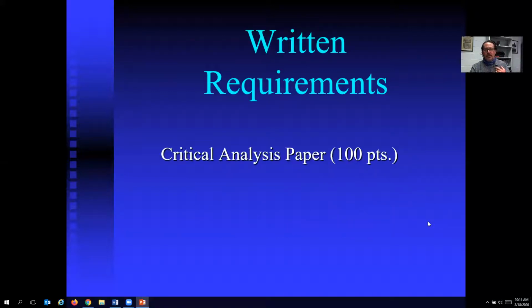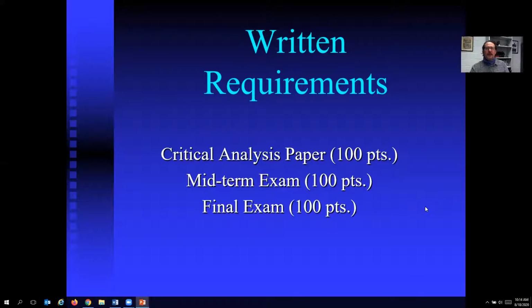We will write a critical analysis paper. The objective of this paper is where you analyze an outside speech, and I have a list of about 15 speeches that are online that you can use for this assignment. We'll talk about it later on down the road. It's not due until the end of the semester. We will take a written midterm and final exam. Both of these will be taken online in Blackboard. So regardless of whether you're still online or back on campus, these will be taken online.